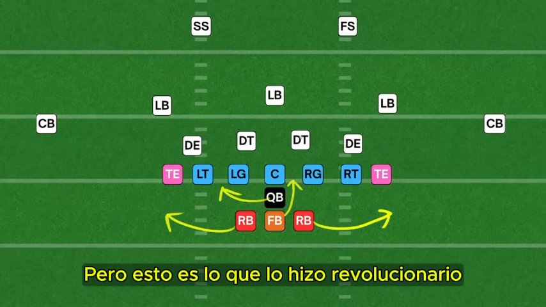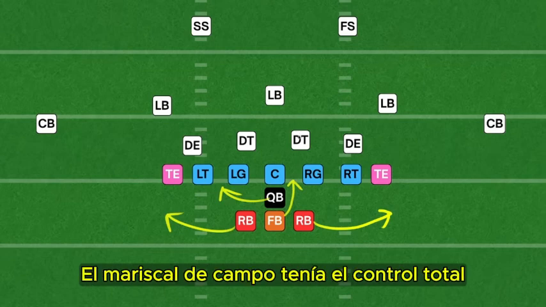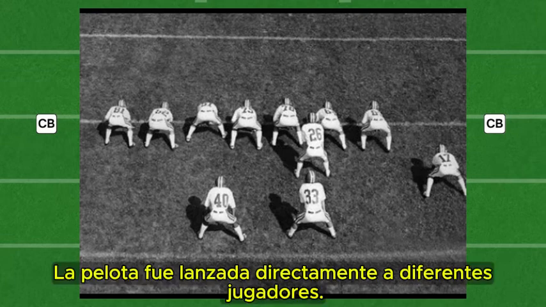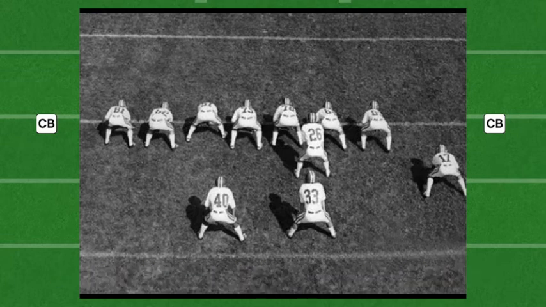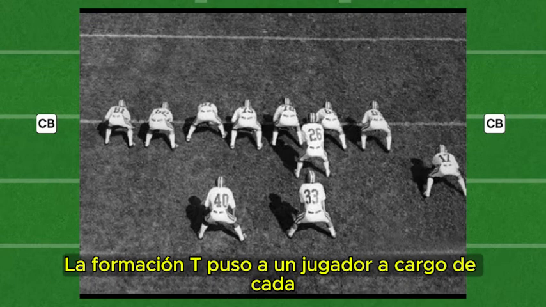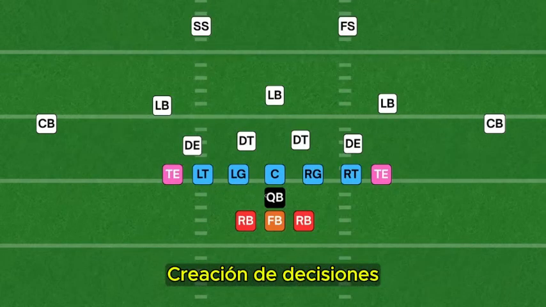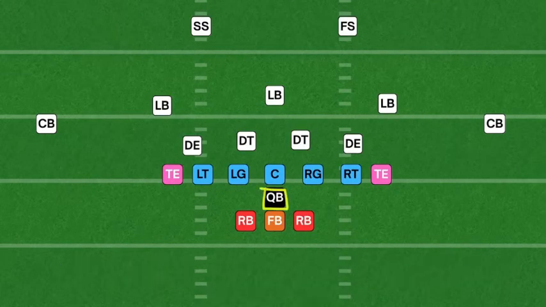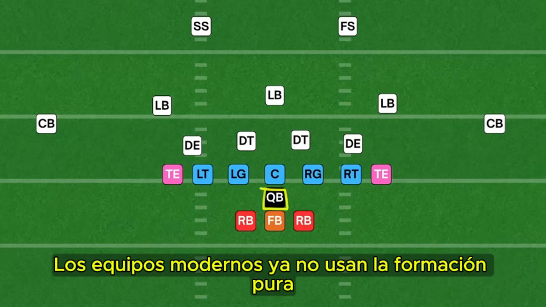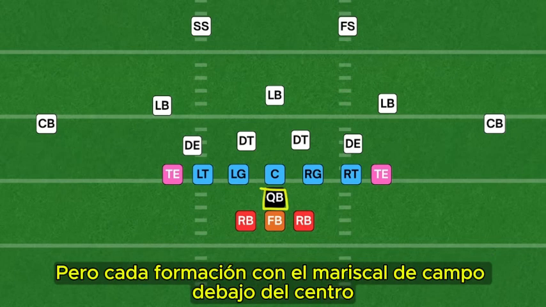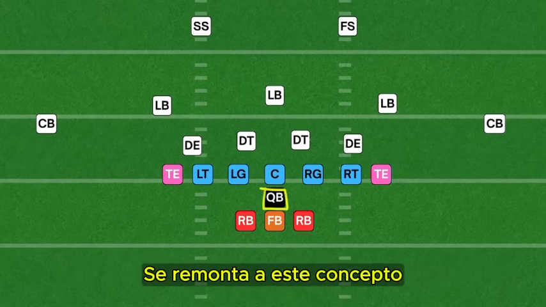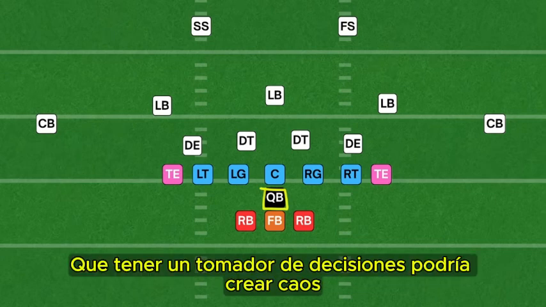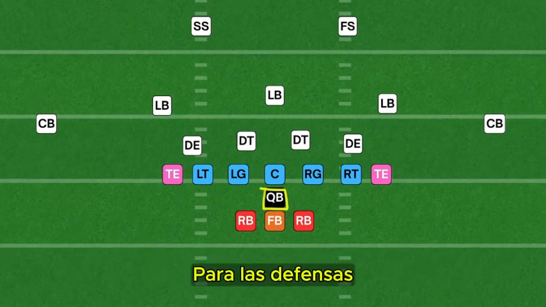But here's what made it revolutionary. The quarterback was in complete control. In the old single wing, the ball was snapped directly to different players. The T formation put one player in charge of every decision, creating the quarterback position as we know it today. Modern teams don't use the pure T formation anymore, but every formation with the quarterback under center traces back to this concept. It taught offenses that having one decision maker could create chaos for defenses.